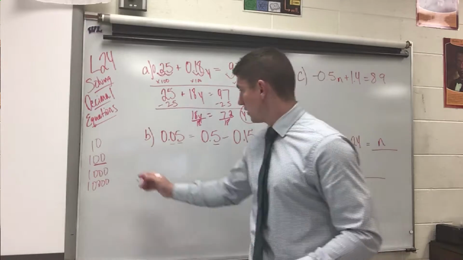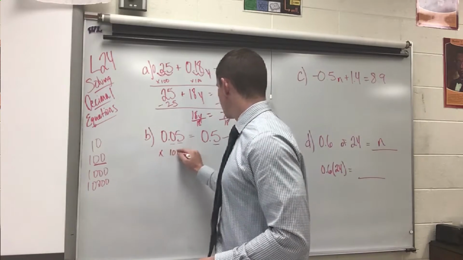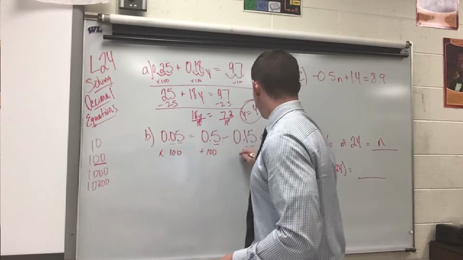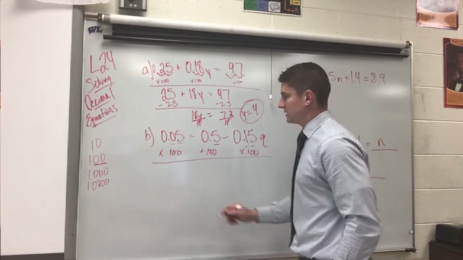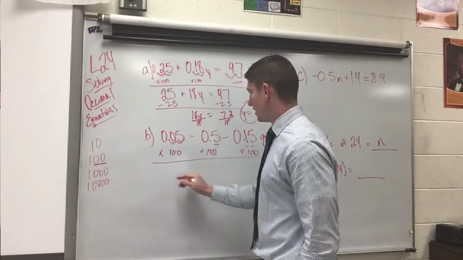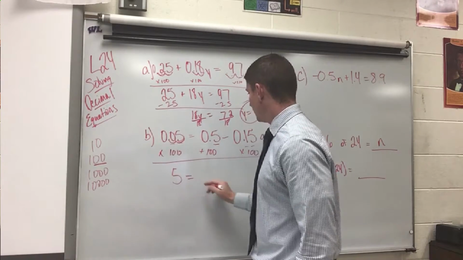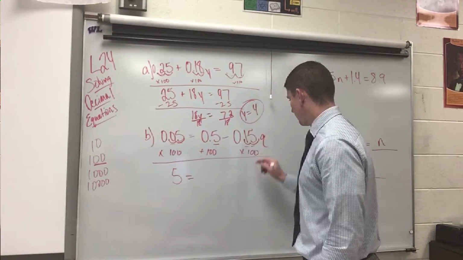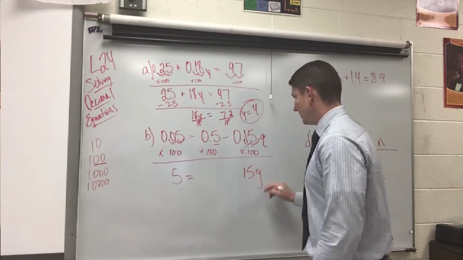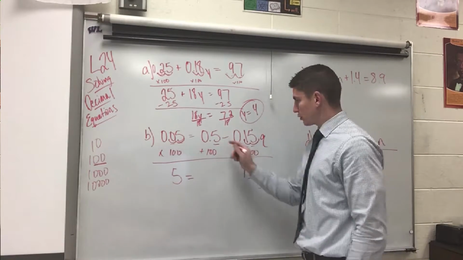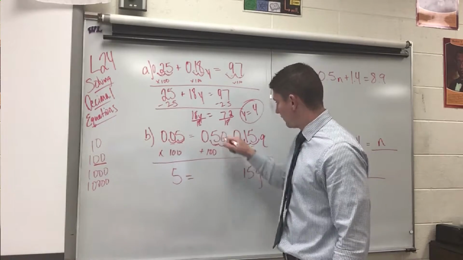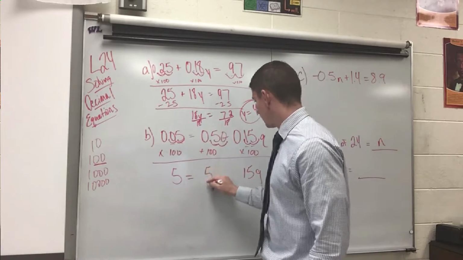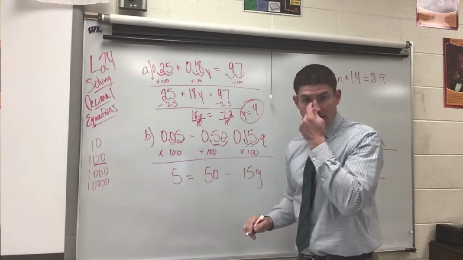I'm going to multiply every term by 100. In these two terms that have two decimal places, the decimal just gets moved to the end of that number, and this becomes 5 equals, and then here, 15g. When I have two decimal places to be moved and there's only one decimal place, it goes to the next space afterwards, and then I fill in an extra 0. So I would have 50 minus 15g.